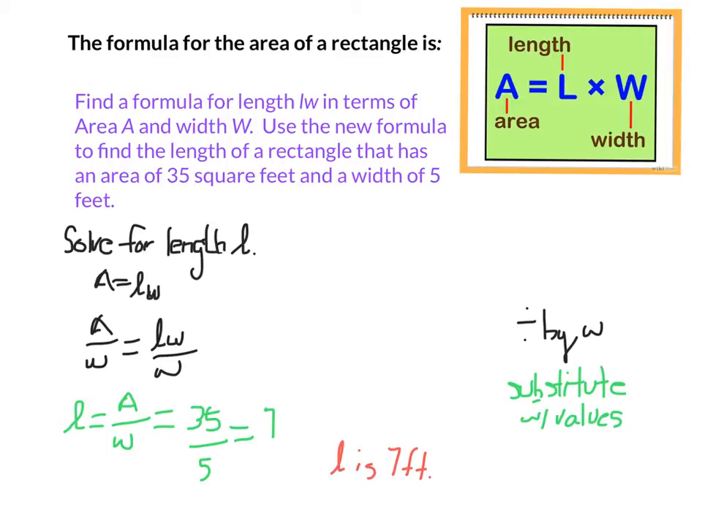So we're going to use the new formula, the one that we just did on the previous screen. We solved it and we got 2a over h equals b. So we're going to use that formula here. Throughout this whole lesson, it has you figure out a new formula and then you use that new formula to solve it. And so we're going to solve for length L.